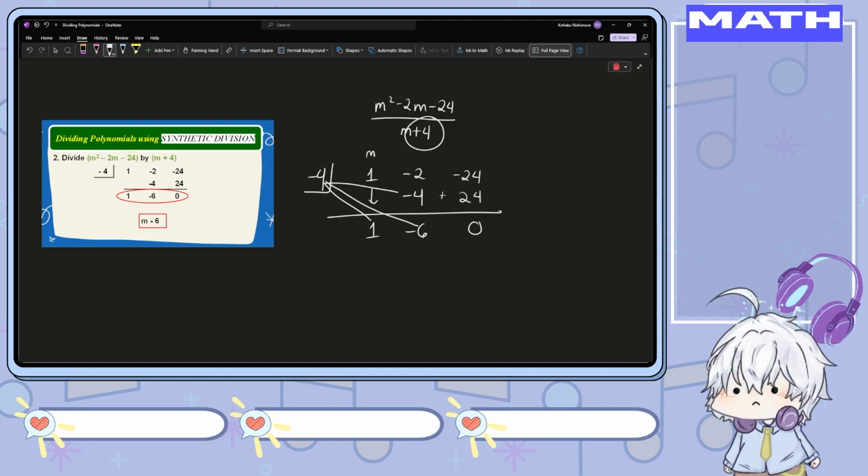We started with m squared, then m, and the constant. We start at the bottom now with m, the constant, and the remainder. If you look at this, 1m or just m, and the constant being negative 6, is indeed the quotient, thus verifying our answer.